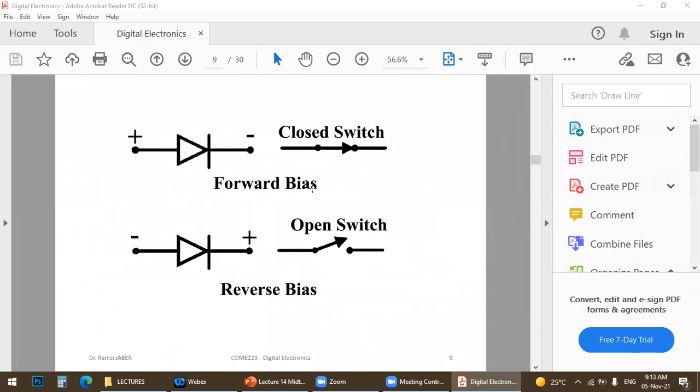Forward bias, this is the symbol. When we put plus on the anode and minus on the cathode, it acts as a closed switch, so it will pass the current. This is called forward bias. If we reverse the polarity of the power source, putting low voltage or minus on the anode and high voltage or plus on the cathode, this diode will be an open circuit, similar to an open switch. No current will flow. This is called reverse bias. This type of question will be included in the multiple choice.